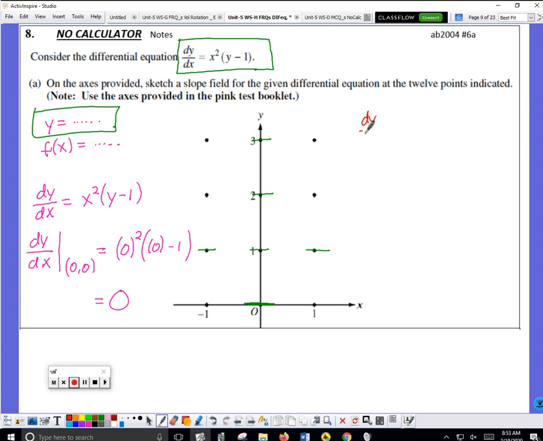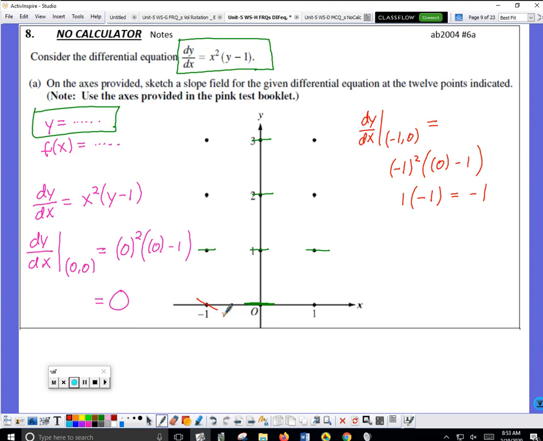So I do dy/dx at negative 1 comma 0. I'm going to get negative 1 squared, 0 minus 1. This is going to be 1 times negative 1, hence negative 1. That means the slope over here is negative 1. Therefore, you must draw a line whose slope is negative 1. You have to be accurate enough for the grader to give you credit. If you're really casual and you go, oh, negative 1, you lose the point.